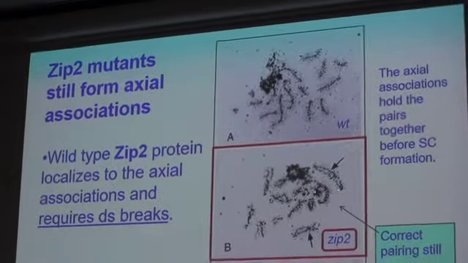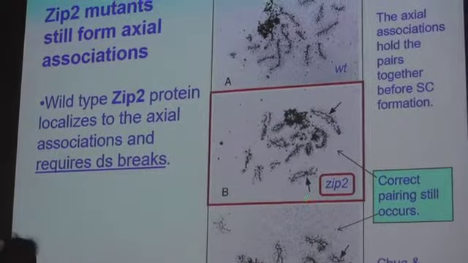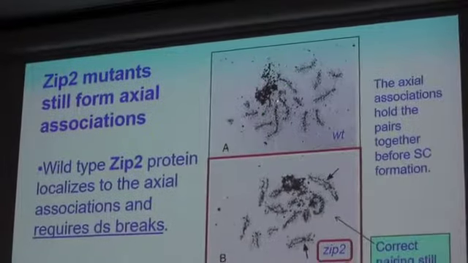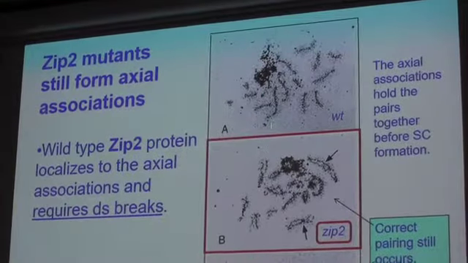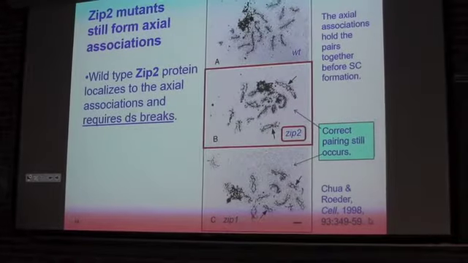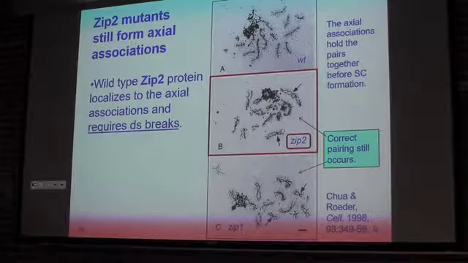So ZIP2, ZIP1, what you see here is wild type. And all of these are in exam 2. No, they're not. I would never tell you exam question. Not even today would I.